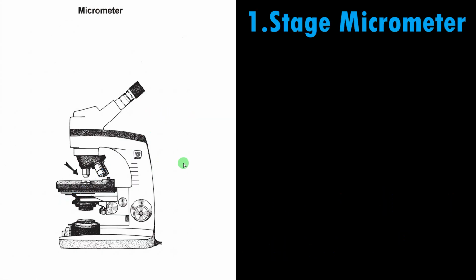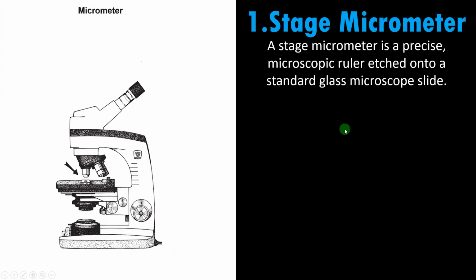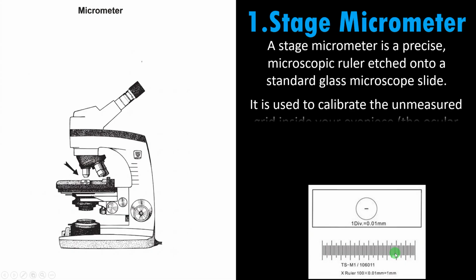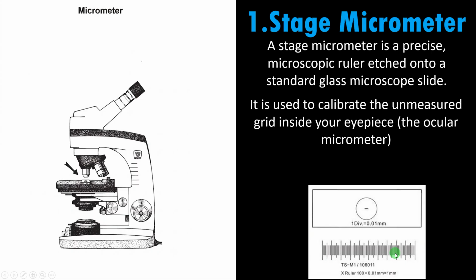The first component is the stage micrometer. Stage micrometer is a precise microscopic ruler etched onto a standard glass microscopic slide, as you see here. So this is placed on the stage, that's why it is called a stage micrometer. This is used to calibrate the ocular micrometer that we will be discussing shortly, that is placed inside the eyepiece.